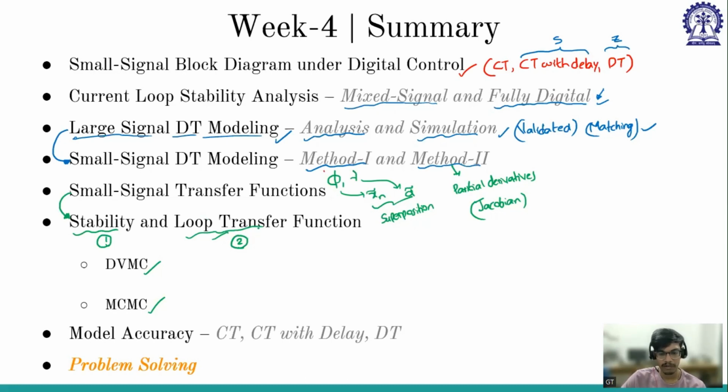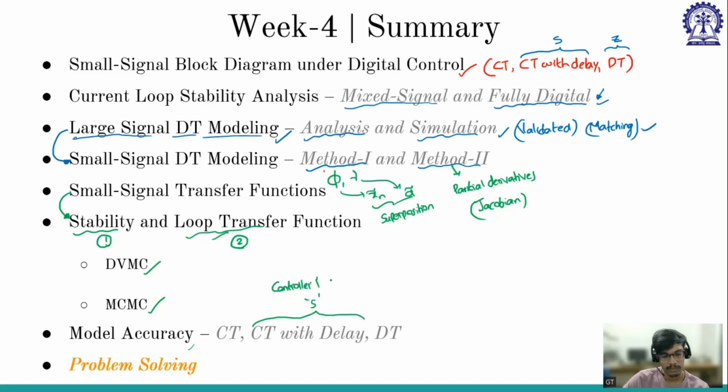If you go with continuous time, it will be in the S domain. And then model accuracy, which I have discussed here. Continuous time, and continuous time with delay, will be in the S domain, and it is sufficient for controller design.